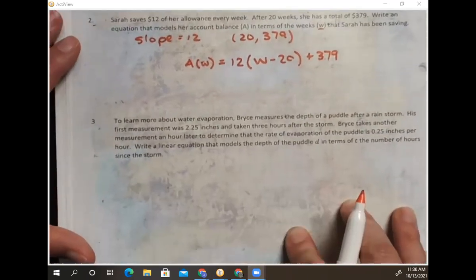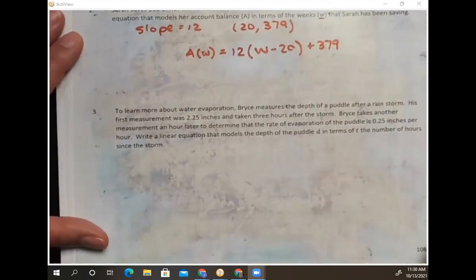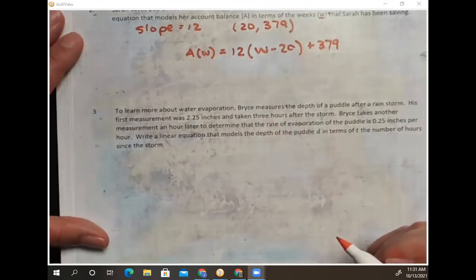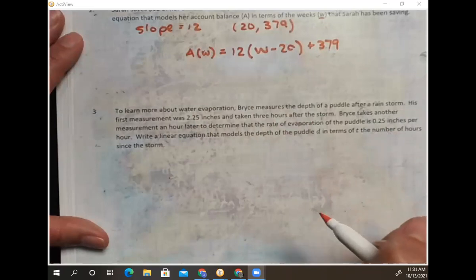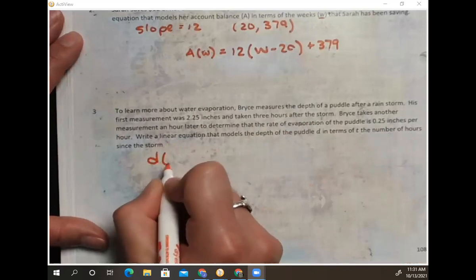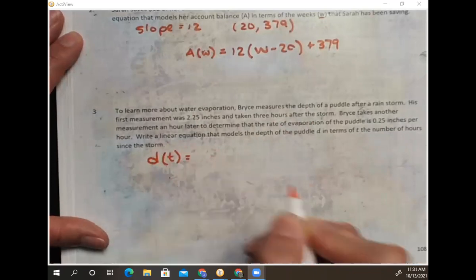Okay, and then our last one. To learn more about water evaporation, Bryce measures the depth of a puddle after a rainstorm. His first measurement was 2.25 inches, taken 3 hours after the storm. Bryce takes another measurement an hour later to determine the rate of evaporation of the puddle is 0.25 inches per hour. Write an equation that models the depth of the puddle in terms of T, the number of hours. So I'm going to have D of T.